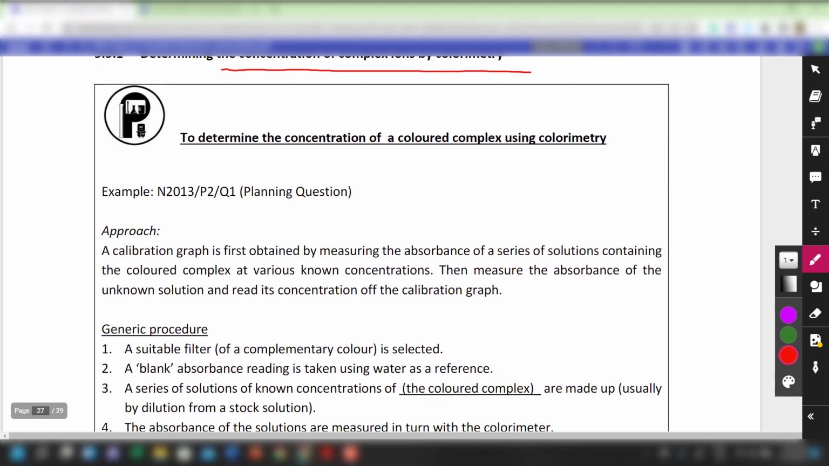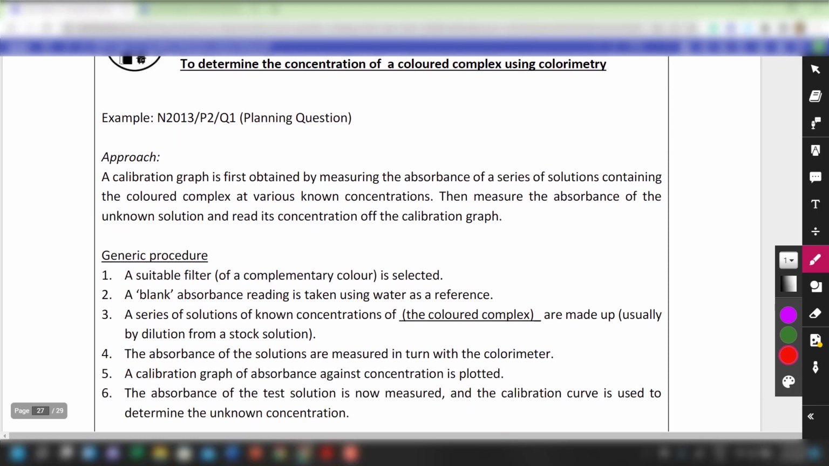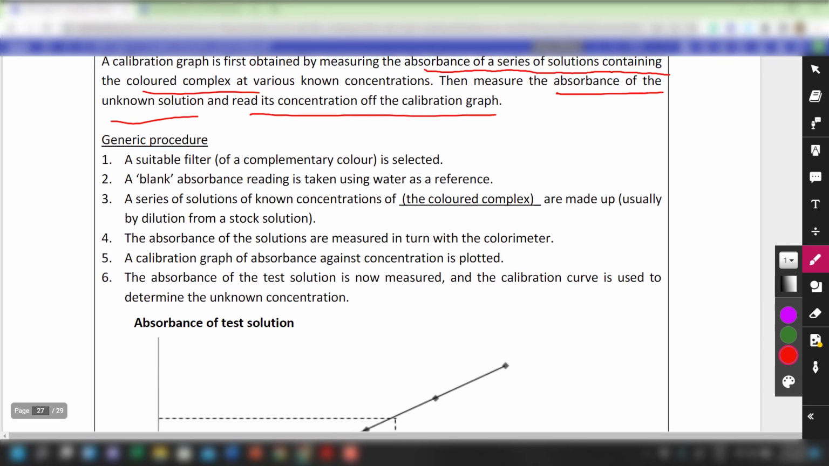This is one of the planning questions, 2013 paper 2, question 1. Basically you need to plot a calibration graph or a calibration curve. It is first obtained by measuring the absorbance of a series of solutions containing the colored complex at different known concentrations. Then after that you can measure the absorbance of the unknown solution and read its concentration off the calibration curve. So what does it really mean?